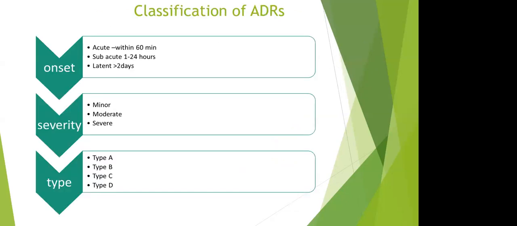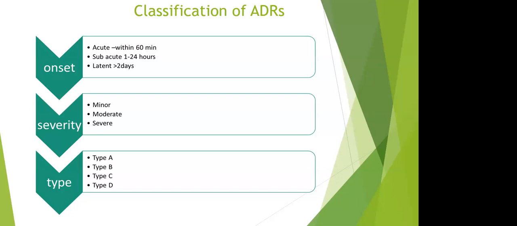So, classification of ADRs. ADRs are classified based on the onset, severity, and type. Based on onset, it is classified as acute, subacute, and latent. Acute ADRs: if a person develops an ADR within 60 minutes of the drug being administered, it is called acute. If the patient develops an ADR between 1 to 24 hours after the drug has been administered, it is subacute. And in latent ADRs, the reaction develops after 2 days.